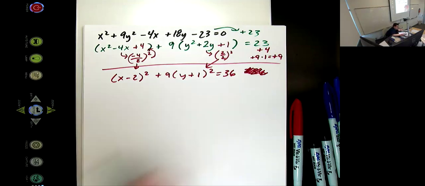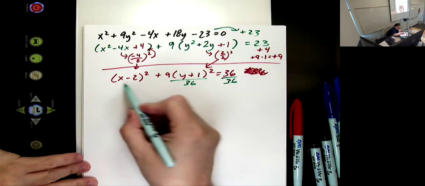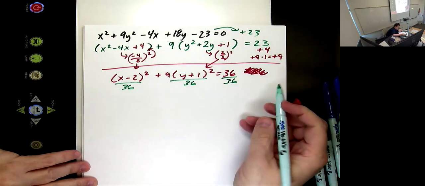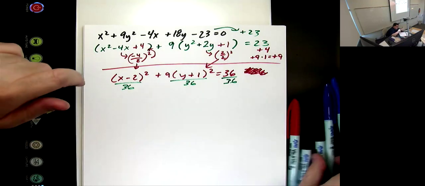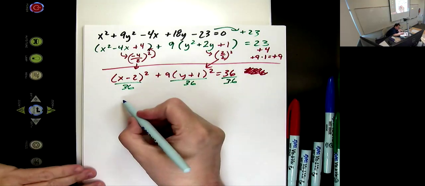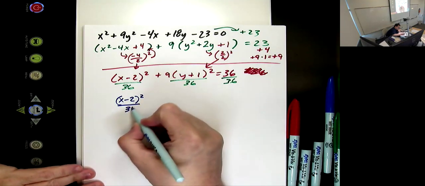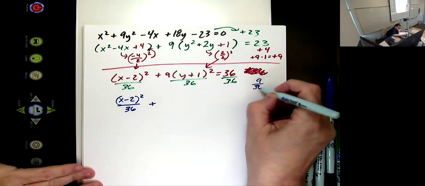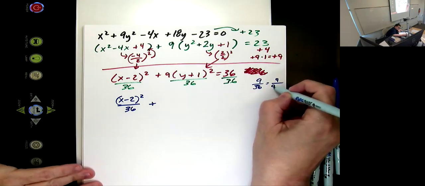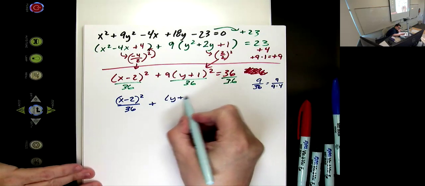Finally, we divide by 36. And we get 9 over 36, which is 9 times 4 on the bottom. That's going to simplify to 1 over 4.